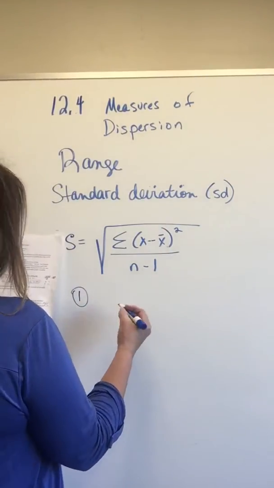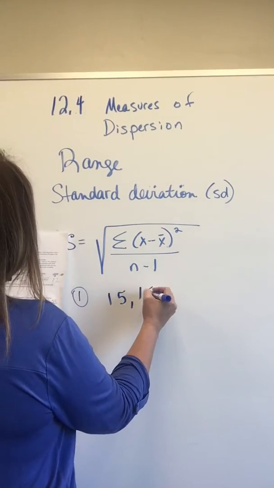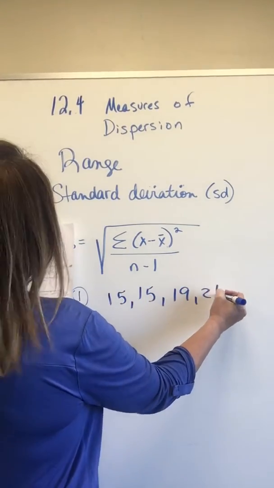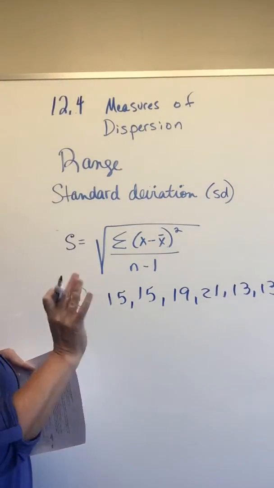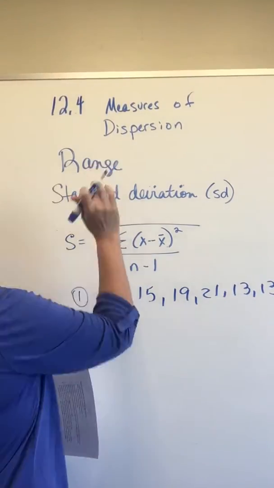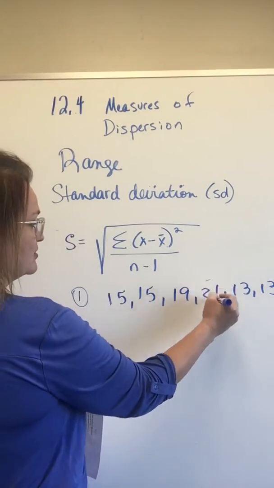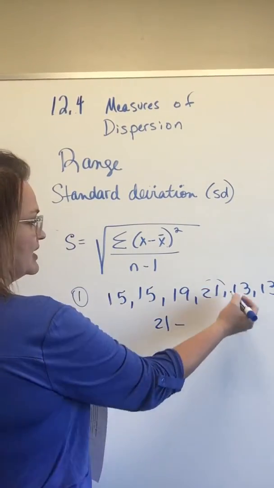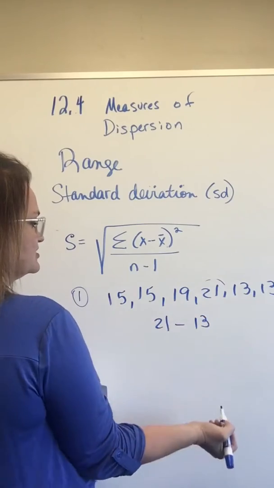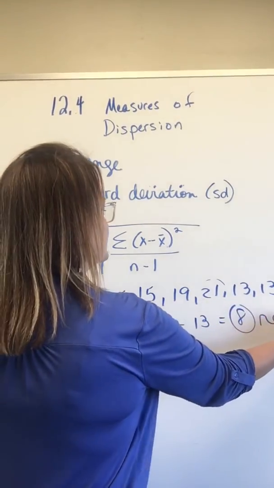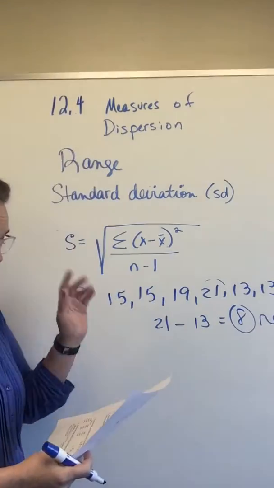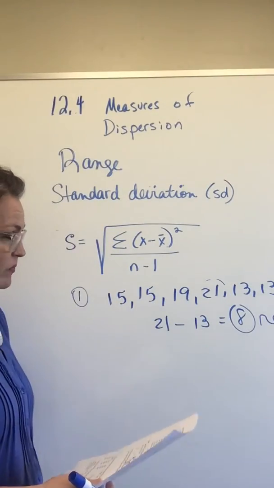So number 1, we're given these numbers to practice with. It says find the range and standard deviation. So this will make you appreciate the range is so nice. You take the largest number, 21, minus the smallest number in that list, 13. 21 minus 13, the range is 8. So there's that answer. Now you're going to have to work a lot harder for the second answer though.